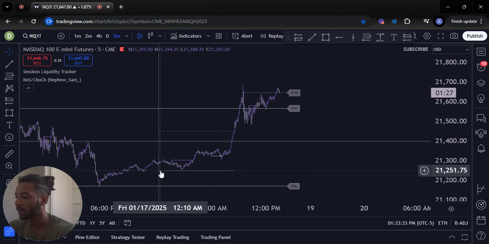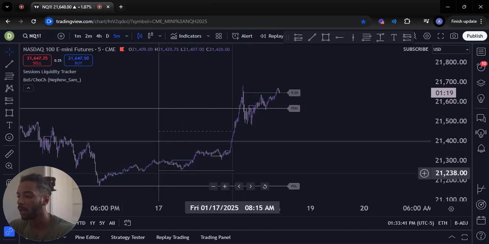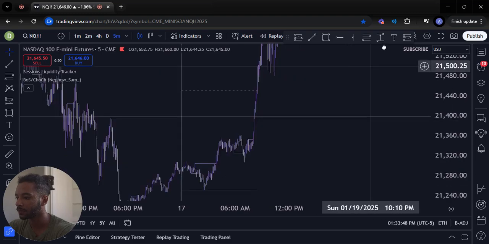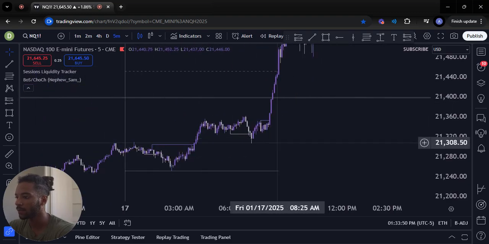I have it marking previous day high and previous day low, but I also mark, so you guys know primarily my main strategy is the Judah swing. And I tell you guys to mark the high and low between midnight to 8:30, right? So this is 8:30, this is midnight. Let me zoom in here a little bit. I tell you guys to mark this out.